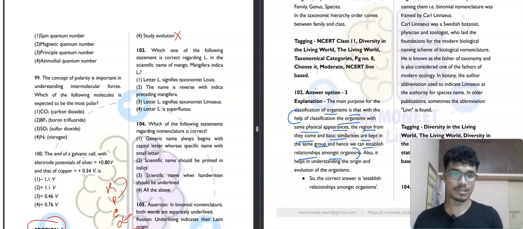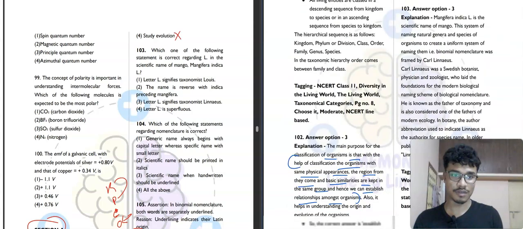Now, question number 103. Let's see what it is asking. It says: which of the following statements is correct regarding L dot in the scientific name of mango, Mangifera indica L.? What do you think? Mangifera is the genus, indica is the species. What does this L mean? Let's read the options. The letter L signifies taxonomist Lewis. Have you read about any taxonomist Lewis? I don't think so. I also haven't.